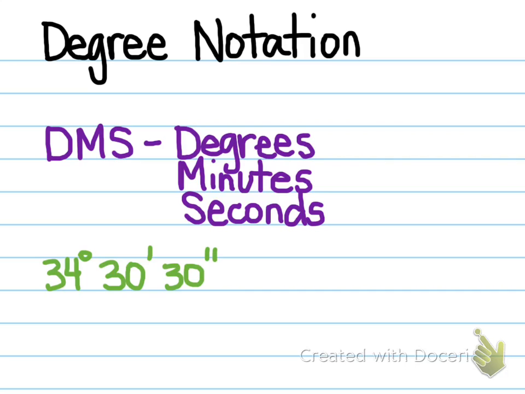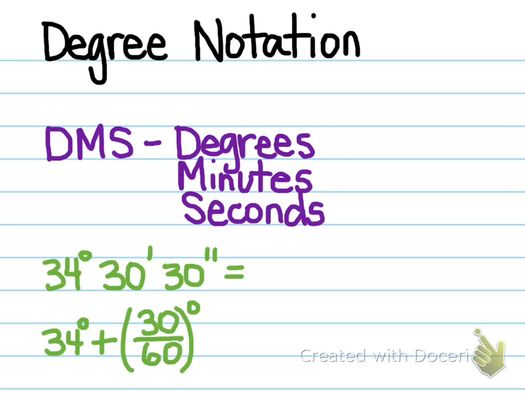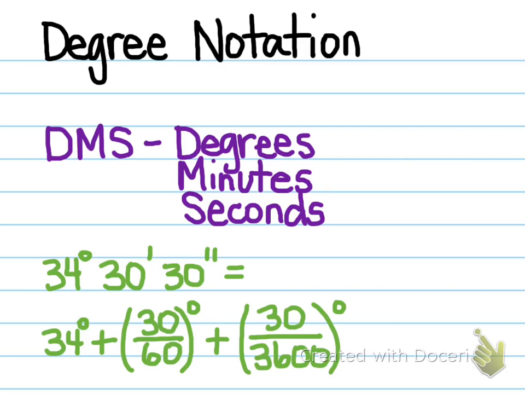So if I'm going to convert from degrees, minutes, seconds to just a decimal degree, this is how I would do that. I'm going to do the 34 degrees plus 30 over 60 minutes plus 30 over 3,600 seconds. And once I type that in my calculator, it's going to give me a decimal degree. And so it would equal 34.5083 degrees. So it's just another way to represent an angle, a more precise way instead of using a decimal.